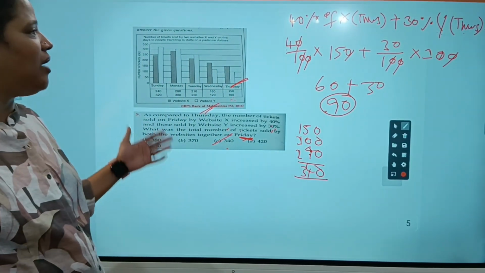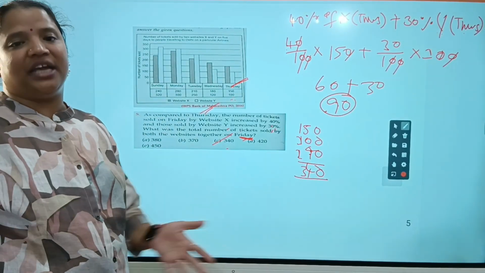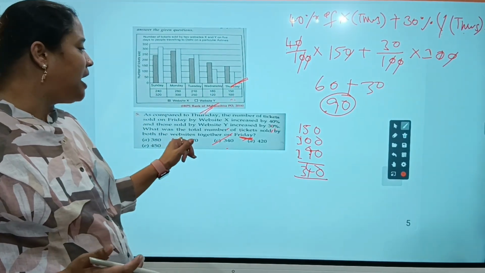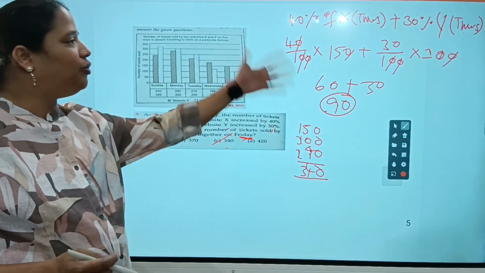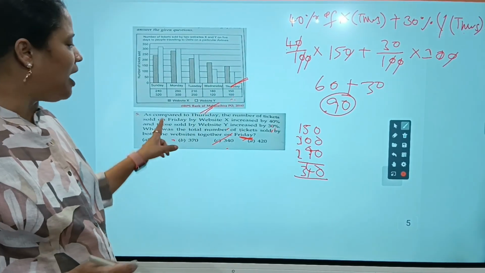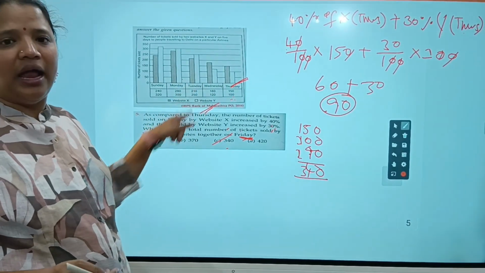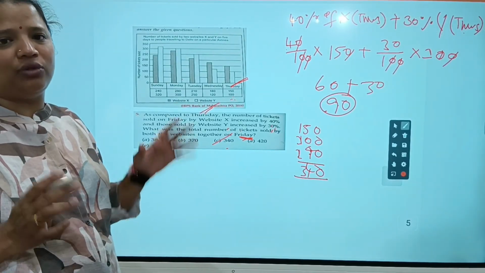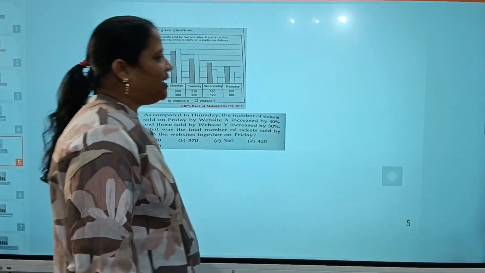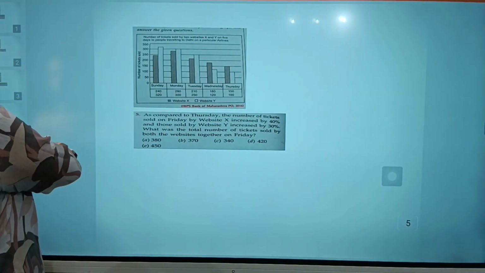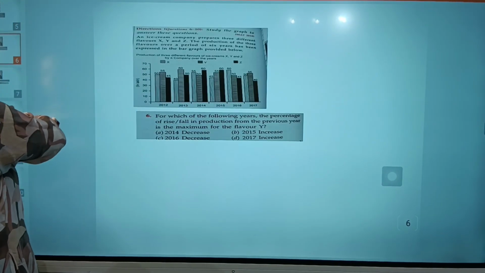Okay, like this you have to solve. In the exam you have to make it fast. That's why you must understand the question properly. If you don't understand the question properly, then you might give a wrong answer in the exam. You have to read the graph properly and read the question properly. Then only you can give the proper answer in the exam. The time will be very low in UPSC or bank exams, so you have to be very fast while solving these questions.